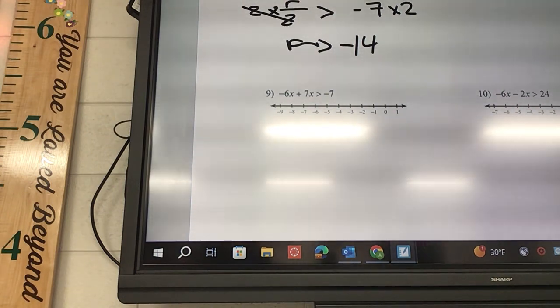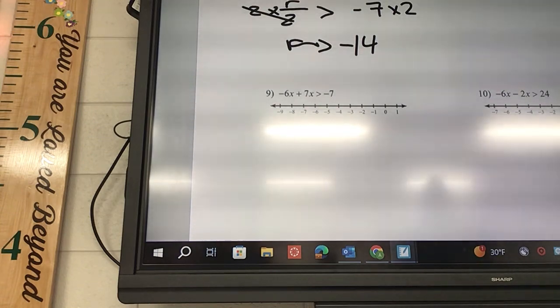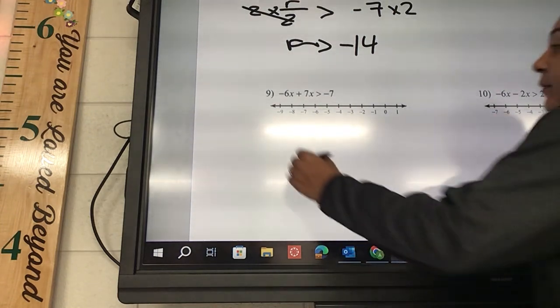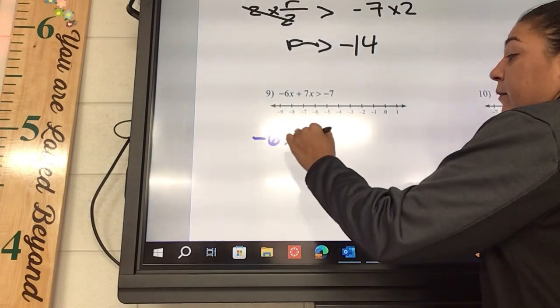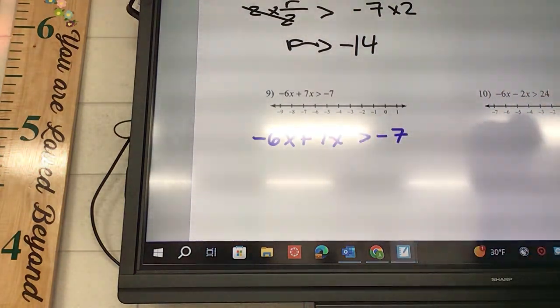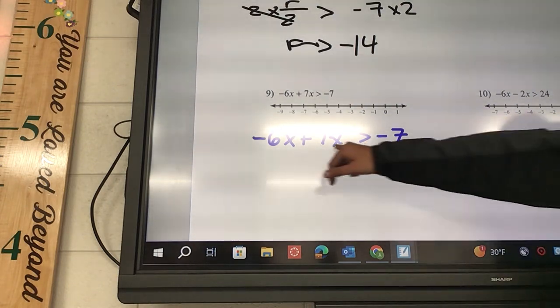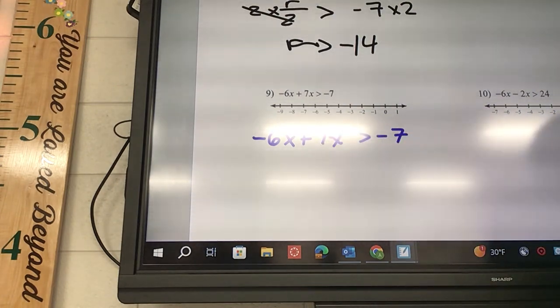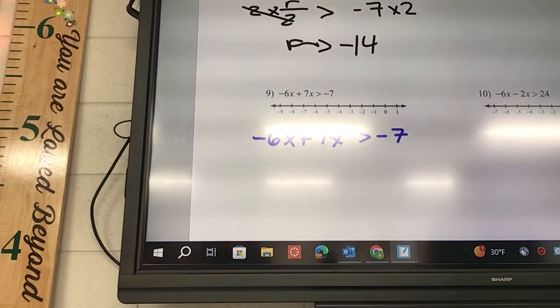And so, if we look at number 9, do they have the same last name? What's the 6's last name? X. What about the 7? X. So that means that they can go together. They're the same family. And when you do those, just type them in on the calculator. What is negative 6 plus 7?